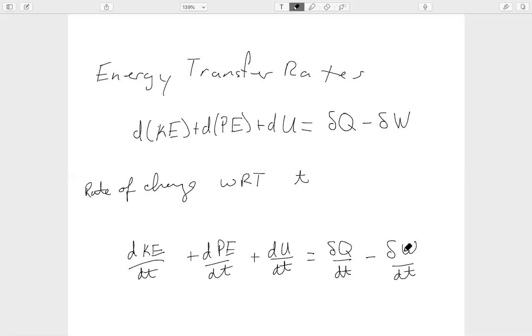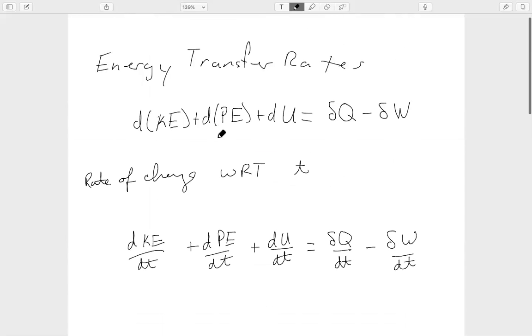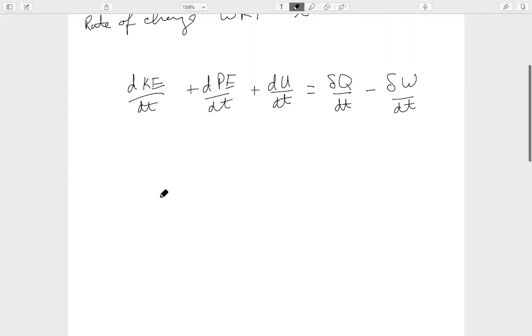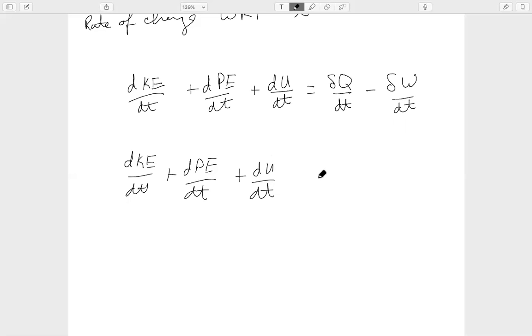However, your book likes to write this. So this is how I think of it a lot. But your book will frequently use a dot notation for derivatives. And so it actually, for whatever reason, likes to do it like this: dKE/dt plus dPE/dt plus dU/dt equals, and they'll write Q dot minus W dot. These all mean the same thing. It's just for whatever reason they like to write this.